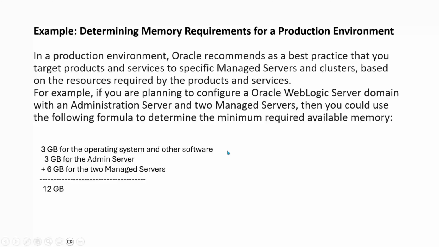Suppose we are planning to configure an Oracle WebLogic Server domain with an administration server and two managed servers, then you could use the following formula to determine the minimum required available memory. In that formula, 3 GB we are allocating for the operating system and other software, 3 GB for the admin server, and 6 GB for two managed servers. It means 3 GB max for one managed server. So in total 12 GB physical memory.